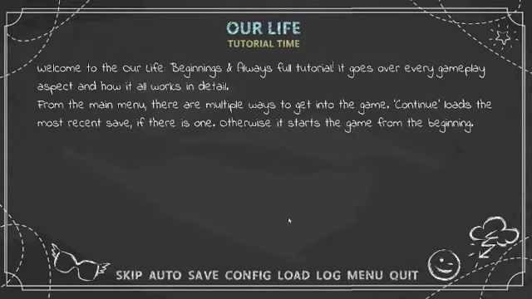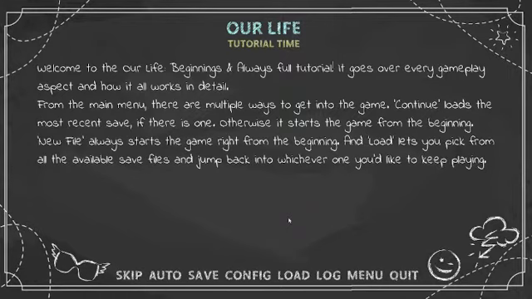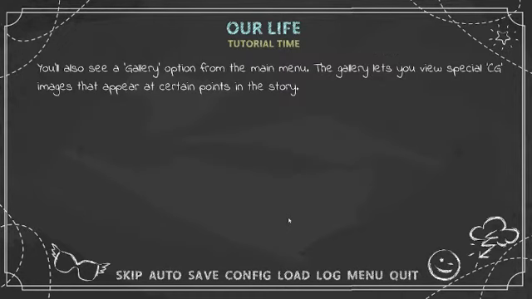In the main menu, there are multiple ways to get to the game. Continue goes to the most recent save, if there is one, otherwise start the game from the beginning. New file always starts the game right from the beginning, and load lets you click from all the available save files and jump back into whichever one you'd like to keep playing. You'll also see a gallery option from the main menu, that lets you view special CG images that appear at certain points in the story. This is breaking things down for people who are new to visual novels.